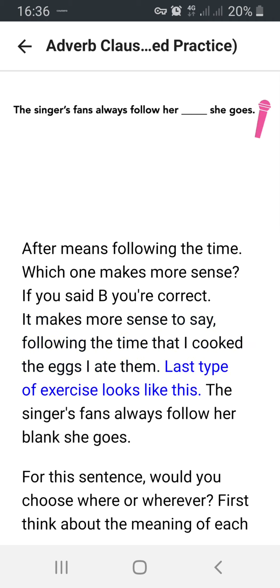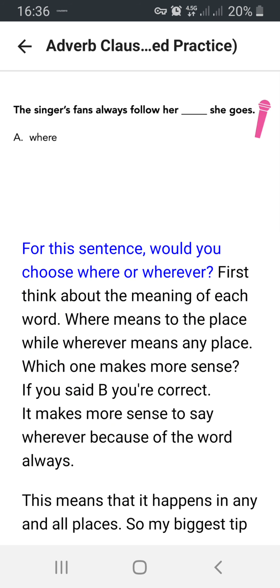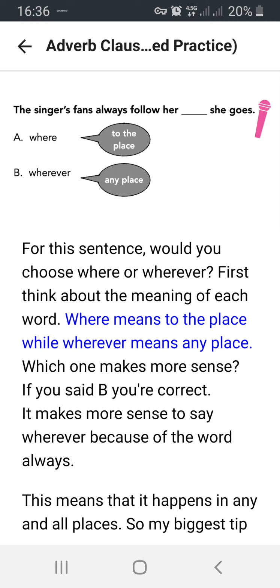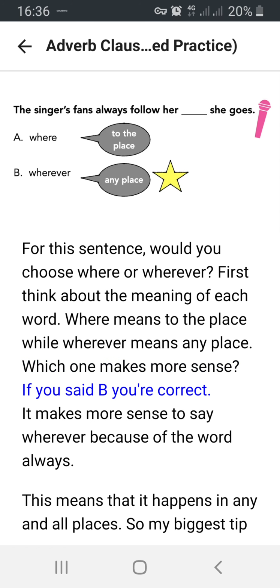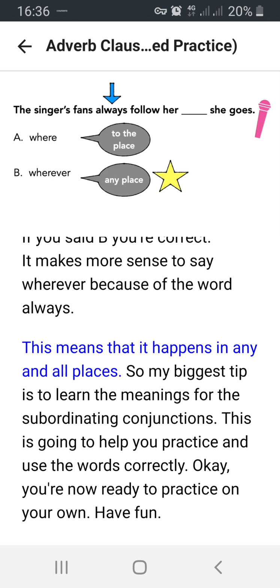The last type of exercise looks like this. The singer's fans always follow her blank she goes. For this sentence, would you choose where or wherever? First, think about the meaning of each word. Where means to the place, while wherever means any place. Which one makes more sense? If you said B, you're correct. It makes more sense to say wherever because of the word always. This means that it happens in any and all places.